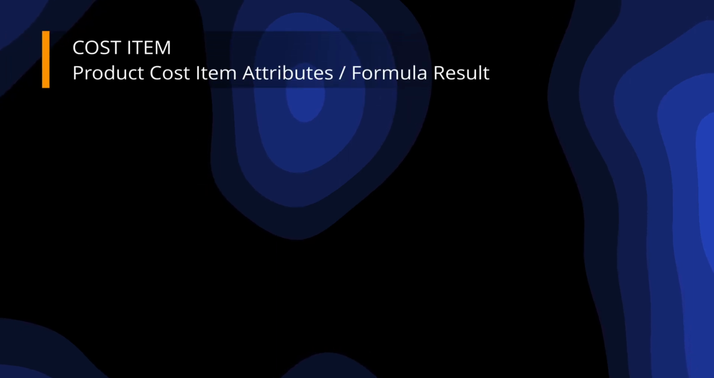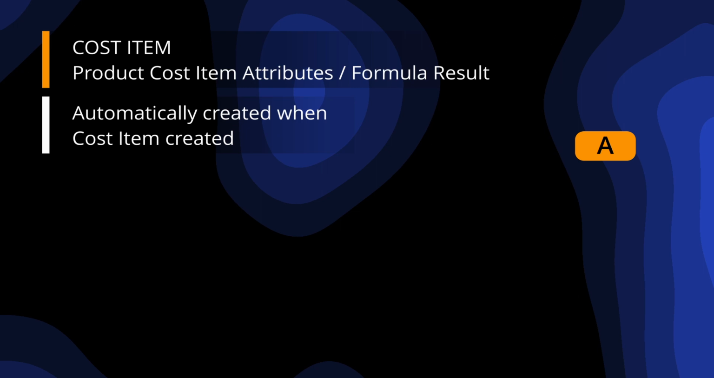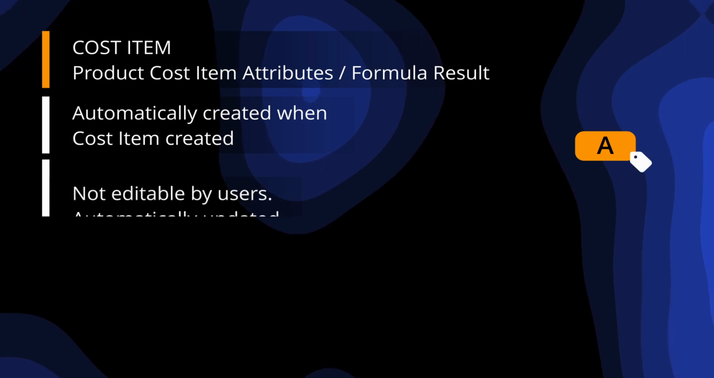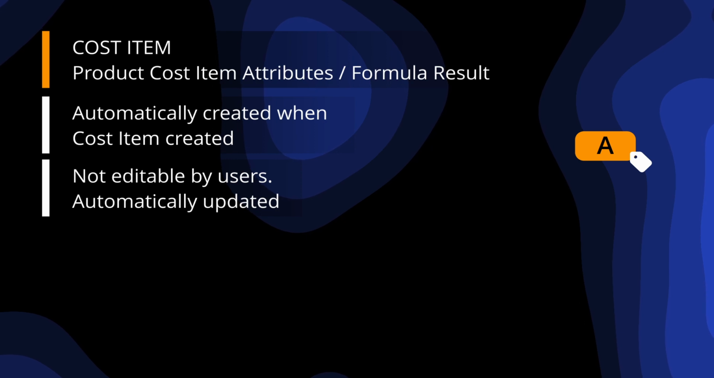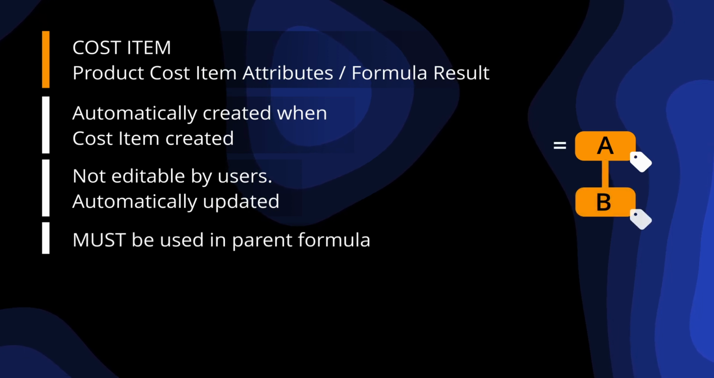The second form of this attribute is called the formula result, which predictably represents the result of the cost item's formula. This attribute is created for you automatically by Mercenter when you create a new cost item and is not editable by users. The system updates its unit of measure and value for you automatically whenever it rolls up the agreement's cost structure. More on that later.